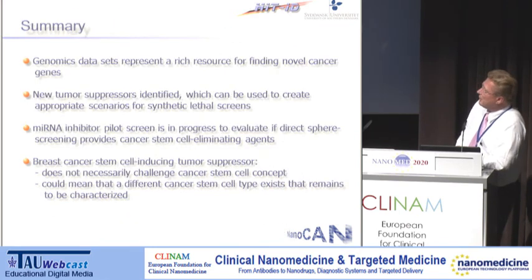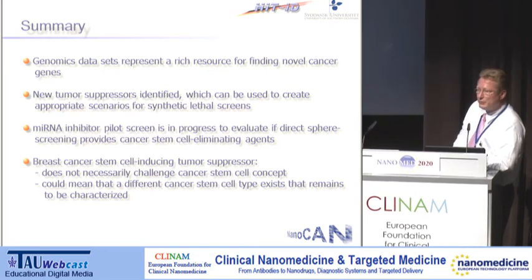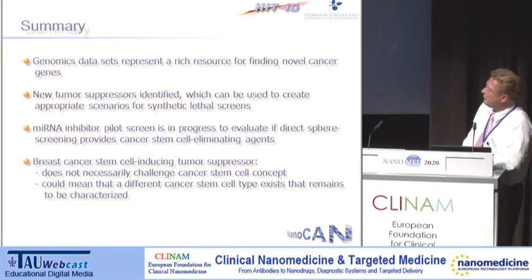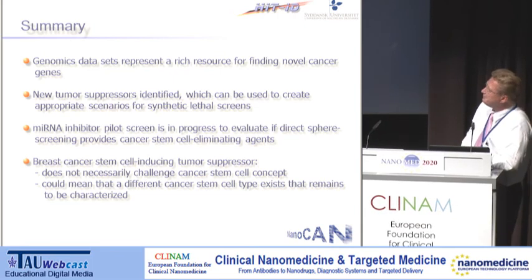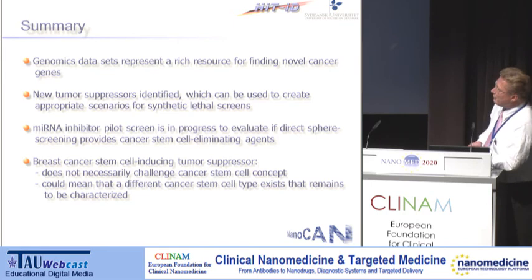So in summary, what I want to transmit in terms of a message is that we believe that genomics data sets can represent a really valuable resource to come to new starting points and new cancer genes. We have identified so far mostly tumor suppressors, which can be used or will be used by us to create appropriate scenarios for high-throughput screening, with the goal to identify siRNAs with synthetic lethality.